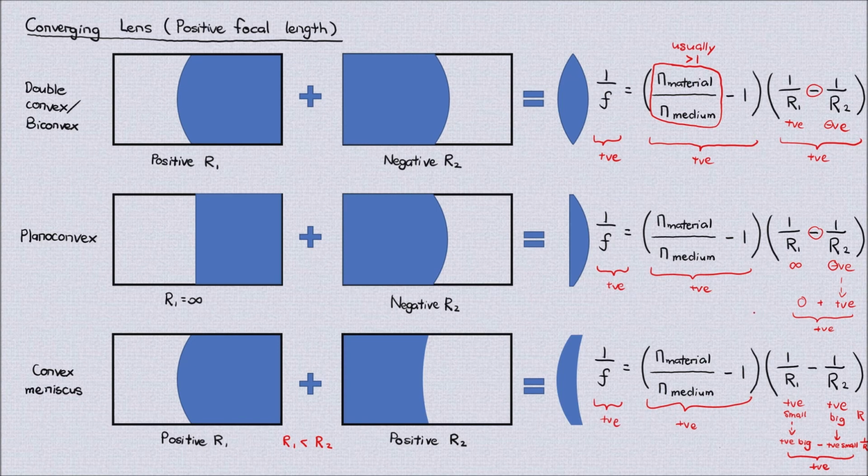So we see that for all three kinds of lenses here, you get positive focal length. Why is it so? Because all three lenses here are converging lenses. Why do we say so?